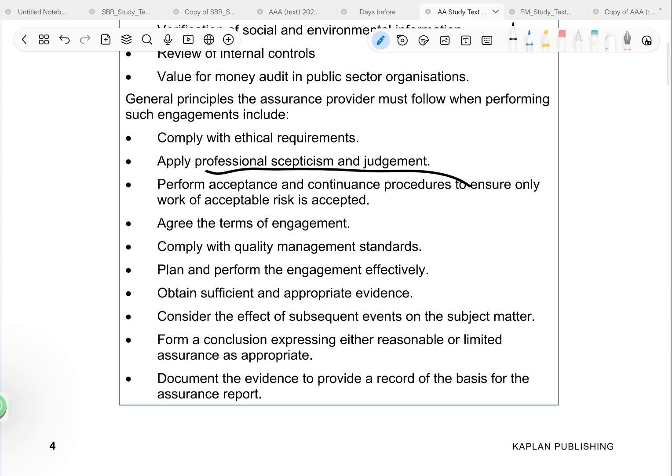conclusion. Finally, the practitioner forms a conclusion which may provide either reasonable assurance or limited assurance depending on the type of the engagement. And of course, all the evidence and work performed must be clearly documented so there is a clear record of how the conclusion was reached.